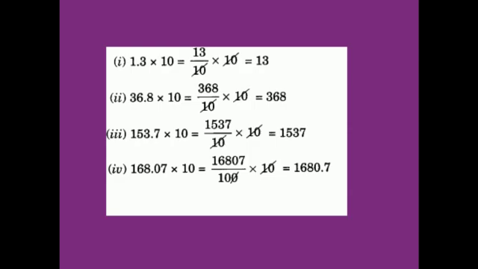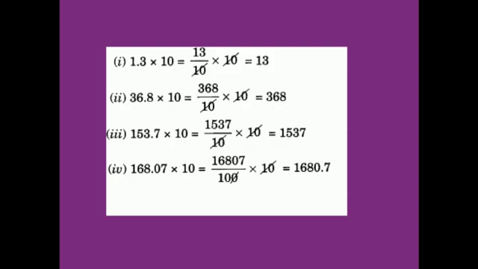Third subdivision, 153.7 into 10. 153.7 can be written as 1537 divided by 10. That should be multiplied with 10. Since 10 and 10 get cross cancelled, our answer is 1537. Or otherwise, if we are multiplying 153.7 into 10, we have to shift the decimal point one place to the right, so that we get 1537.